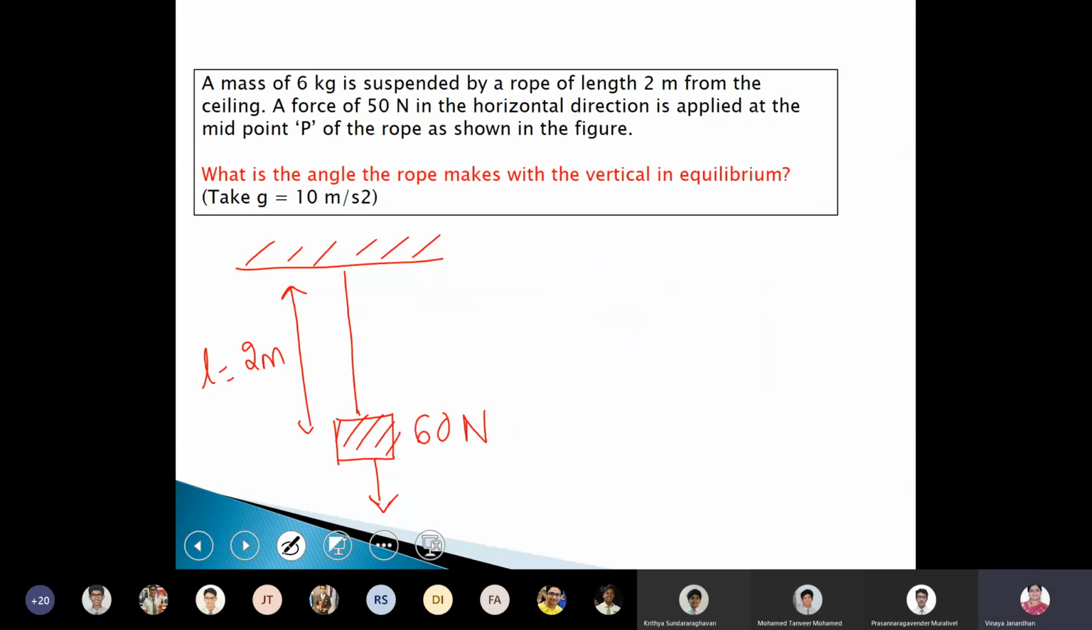Now we'll start with solving a numerical based on equilibrium of concurrent forces. Is that clear, boys? And then resolution of vectors. These are the two concepts which we are going to apply right now. One is the condition for equilibrium, and the second one is the parallelogram law of vector addition, or resolution of a vector. How do you split a vector? These two concepts.